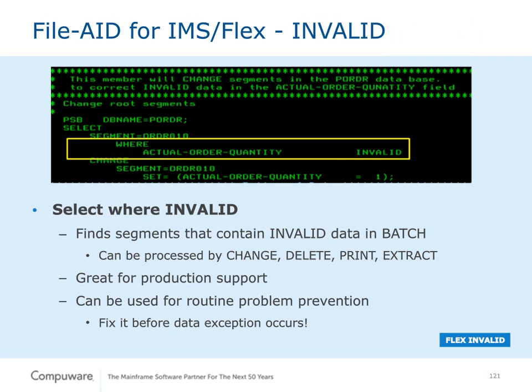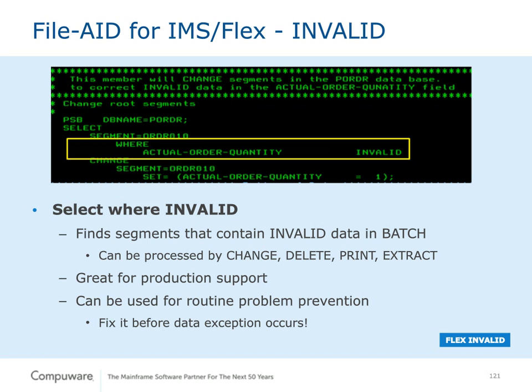So what we've added with the where invalid syntax is to allow users, for all of the flex functions, to locate segments where the named fields contain invalid data, like spaces in what should be a packed field. This is great in a production support capacity, where you may need to correct bad data across a large number of segments, or alternatively use it proactively to highlight data exceptions waiting to happen.